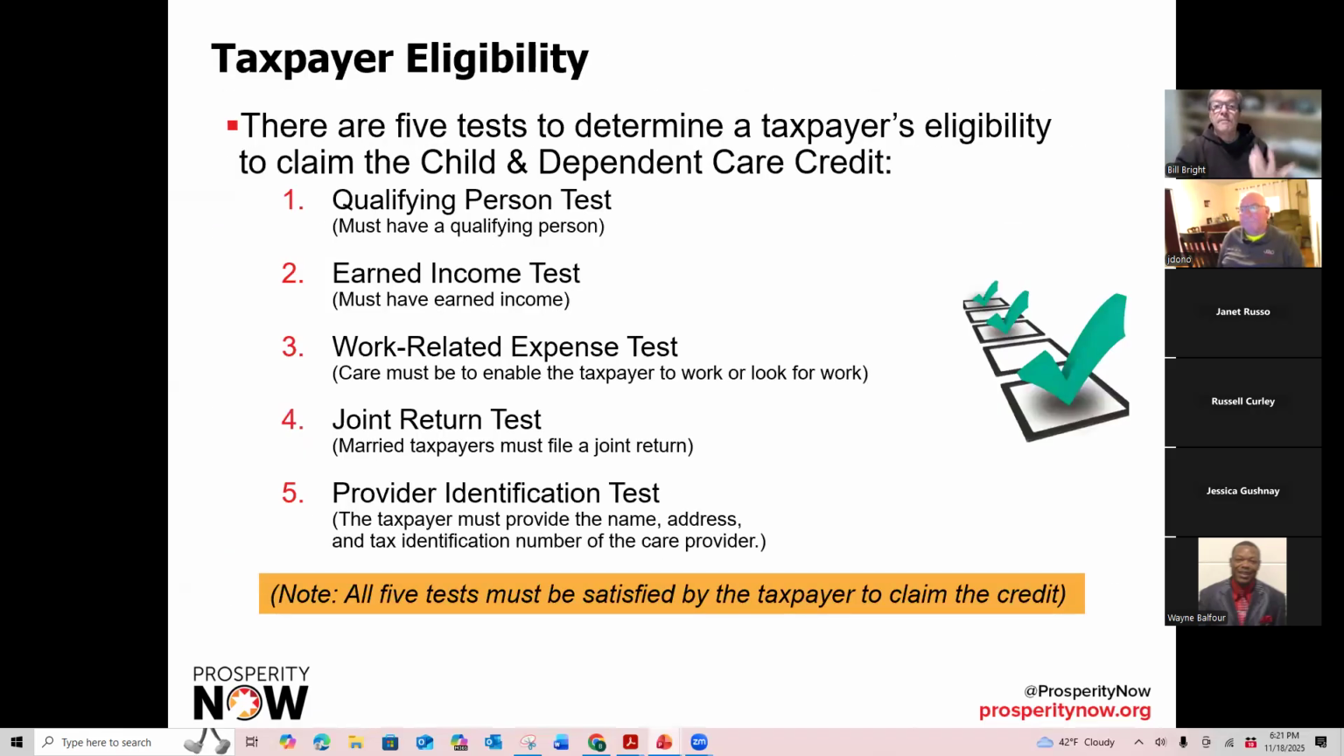So again, there are 5 tests to determine the taxpayer's eligibility to claim the credit. They must have a qualifying person, and they must have a certain earned income. It's a fairly high bar, so our folks are generally going to at least meet that test. Again, the care must be so the taxpayer can work or look for work, not because maybe they're going to the gym or something. And if they are married taxpayers, they have to file a joint return, so it's not available if they file married separate. And you must provide the employer ID number, name, and address of the facility.